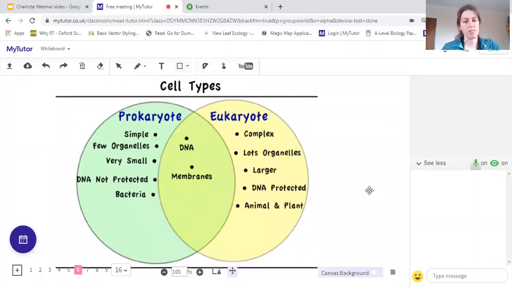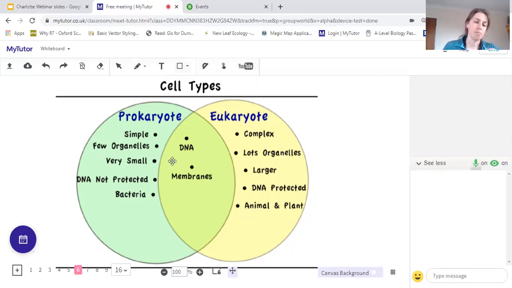Nice little Venn diagram that I found here. So kind of shows the differences between prokaryotes and eukaryotes. So DNA and membranes, both of them have those in the middle there. Eukaryotes are complex. They have lots of organelles. They're much larger. The DNA is protected in that nucleus, and they're animal and plant cells.